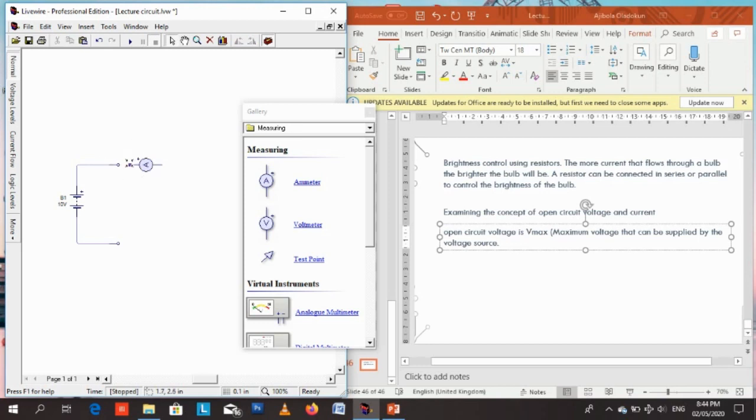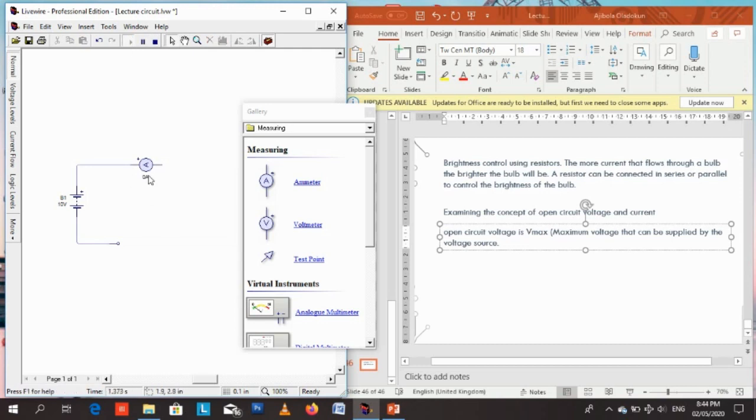So we've determined what open circuit voltage is. We want to determine open circuit current and see how it differs from open circuit voltage. So let's bridge that, and we've connected it. Good. So we've connected one side of the ammeter. Let me adjust. Okay, good.